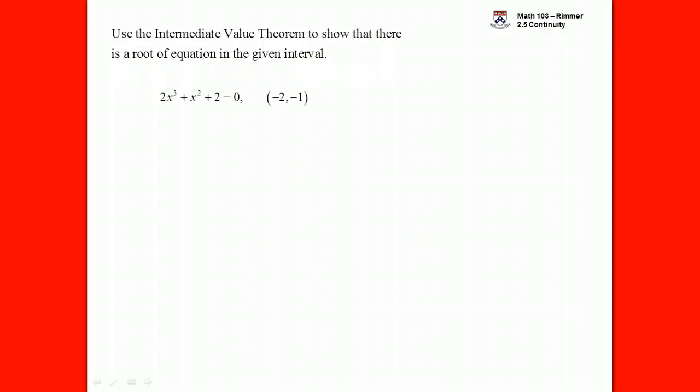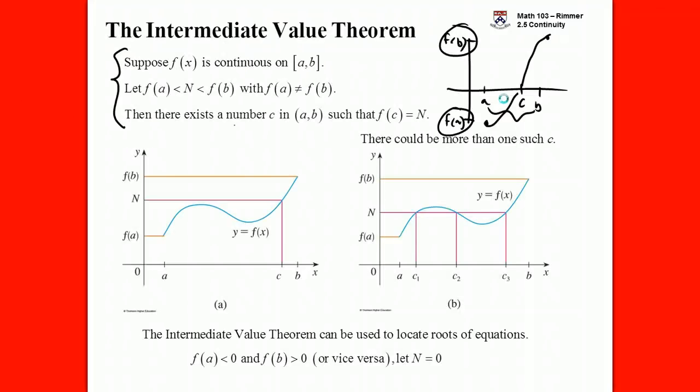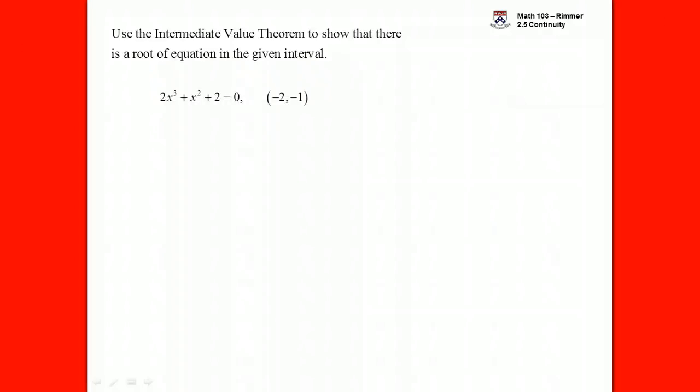Now, I don't have a graph. I used the graph to help me explain the intermediate value theorem on the last slide. But now we're just going to be given the function. F of x equals this function, 2x cubed plus x squared plus 2. Some function, no graph, but I have an interval, -2 to -1.